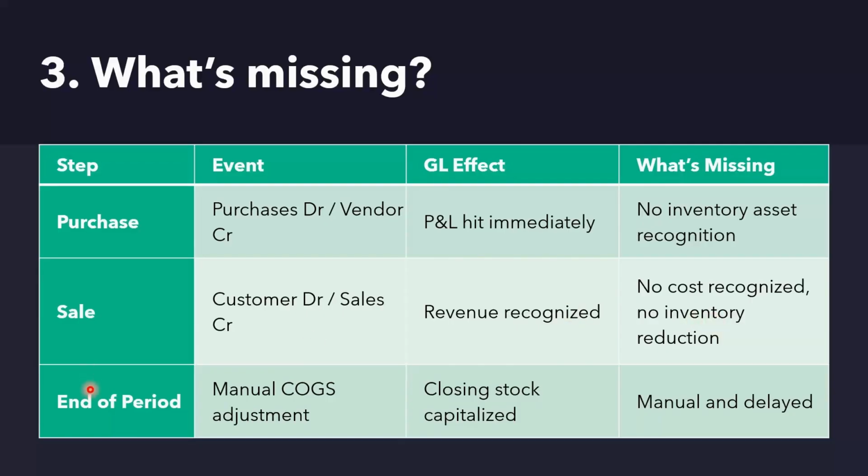Coming to the transactions at the end of the period, we manually calculated the COGS adjustment. Although the closing stock is capitalized, since it is a manual entry, there is a possibility that there could be errors or it could be delayed.